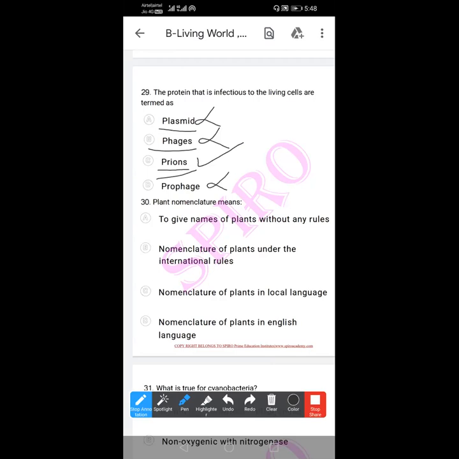Prions are infectious protein particles. They cause various diseases like CJD disease or Kuru disease. You have studied that nucleic acid can be infectious. Here, the protein particle itself is going to cause the disease. That is said to be prions.